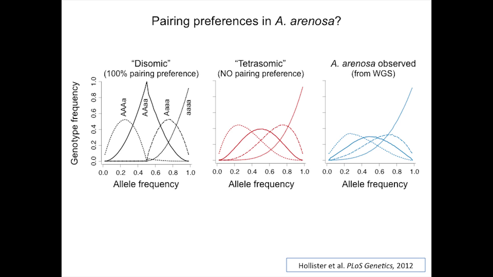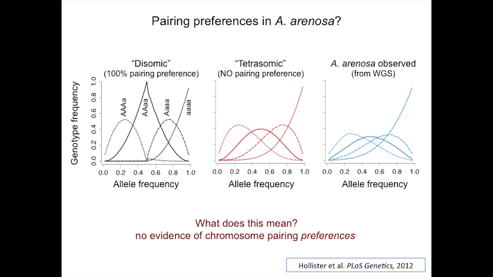And when we look at the actual arenosa data, it looks a lot more like this. And in fact, we did do some statistical tests, and it's not statistically different from this pattern. It is statistically different from this one or any intermediate model. So we've modeled a bunch of stuff in between these two extremes, and it's different from all of them except for the extreme tetrasomic model. So what that means is that there is no evidence that there are chromosome pairing preferences in arenosa. So that means that each individual chromosome can choose any partner randomly, but then it sticks with just that partner and doesn't associate with any additional chromosomes to form a multivalent.